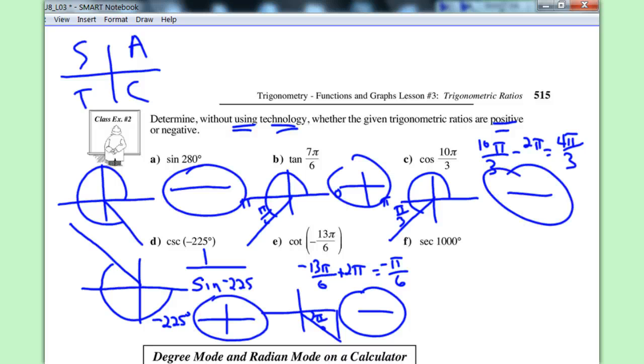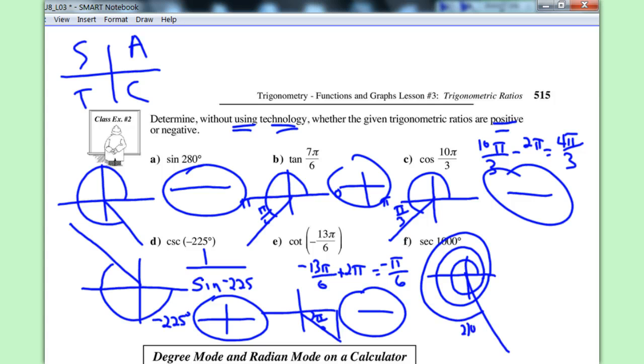And lastly, secant of 1,000 degrees. 1,000 degrees. Well, that's 360. This is 720. It might even be better for you to subtract that off. So if you take 1,000 degrees and you subtract 720, what are you left with? Well, you're left with 280 degrees. Oh, well, we already did that one. We simply come around just past 270 degrees, right? So there's 280 degrees. It's in quadrant 4. Secant is the reciprocal of cosine, 1 over cosine of 1,000 degrees.